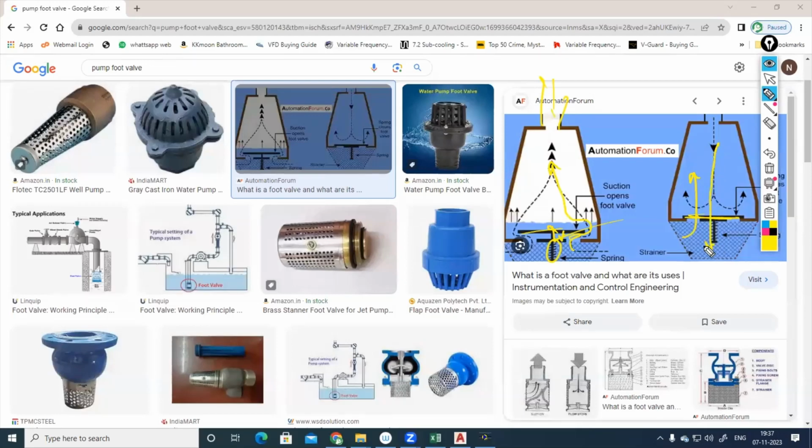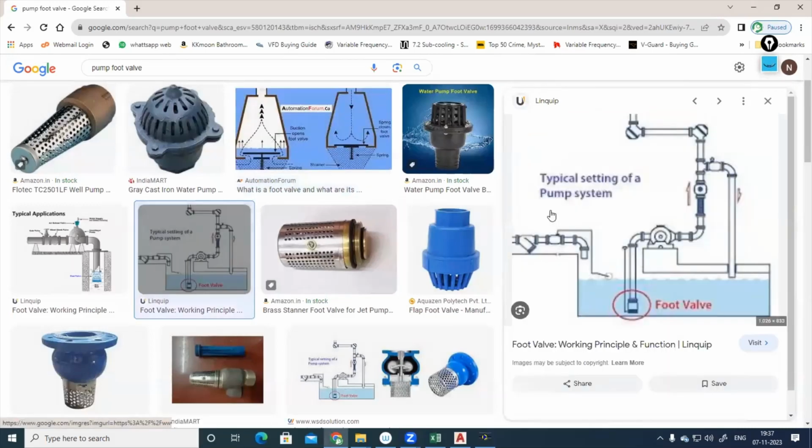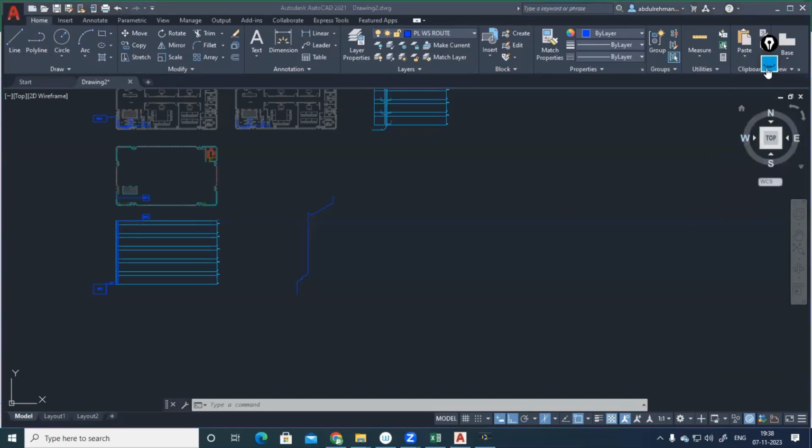So in the suction side, at the bottom, we will be connecting it here. You can see, this is a pump. Correct. At the base, we will be providing a foot valve. Here you can see the pump has been placed above the water level. So that's why in negative suction cases, priming has to be done.